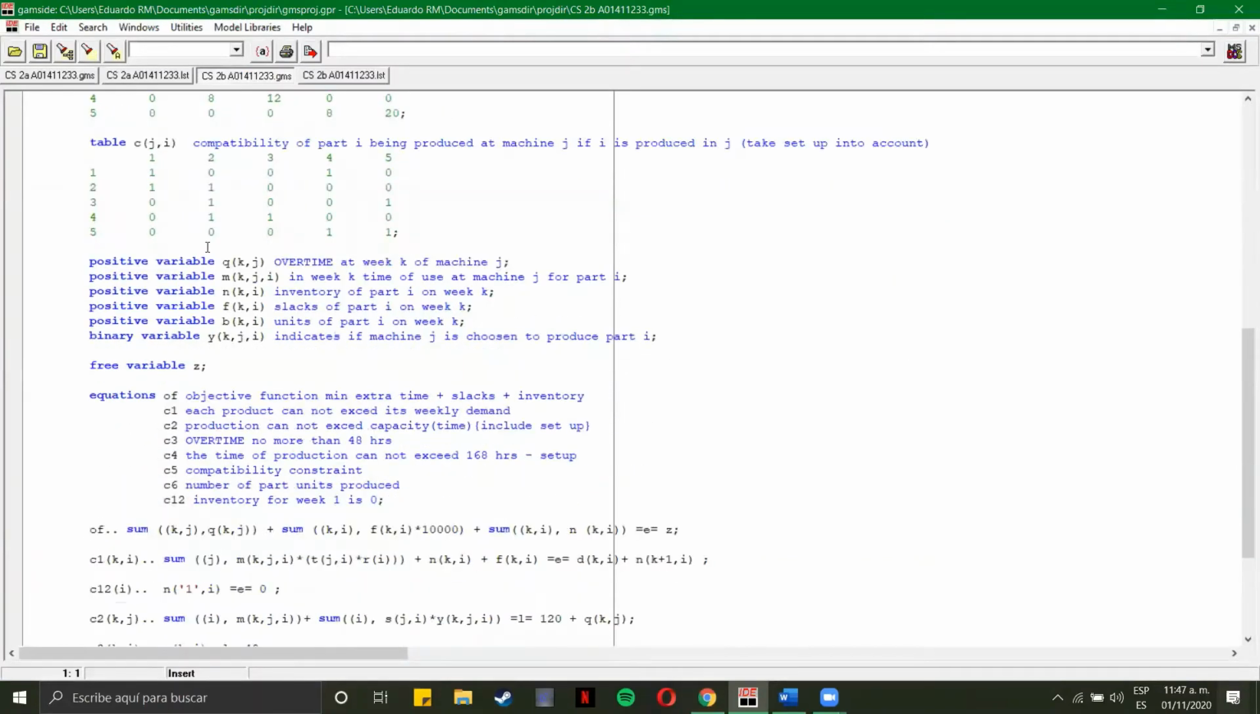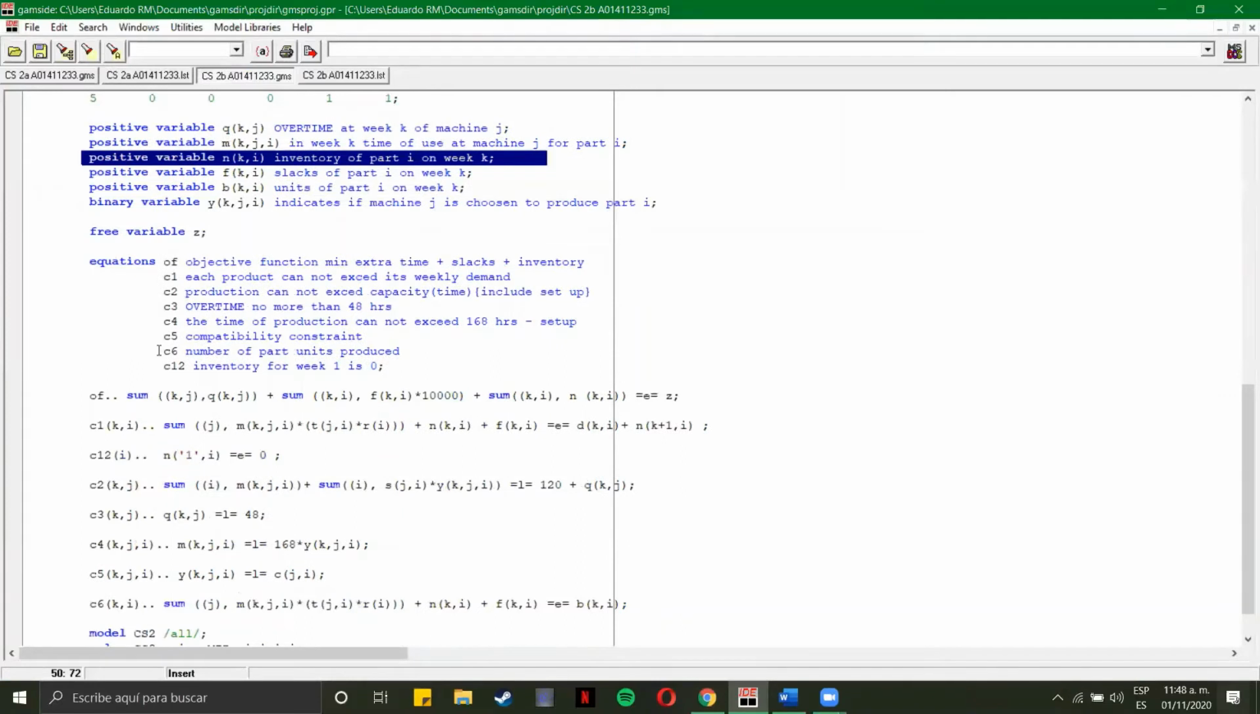We have the same sets, we have the same parameters and tables. We will only have a new variable, which is the variable n that represents the inventory for each part at certain weeks. And for the constraints, now we only have one new constraint that is for the inventory of week 1, when the inventory must be equal to 0 because it's when we are just starting. So we modified the objective function, and we now also want to minimize the amount of inventory that we have.